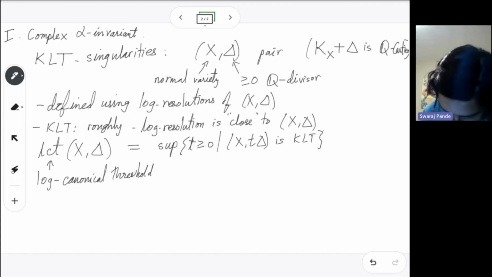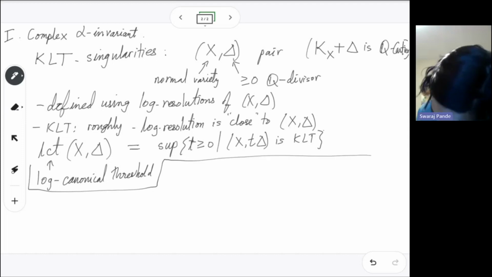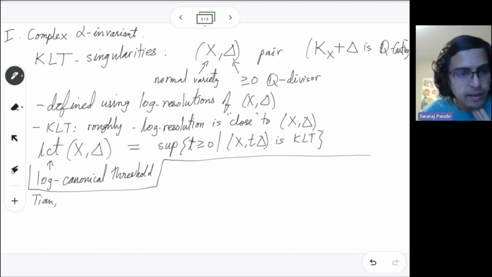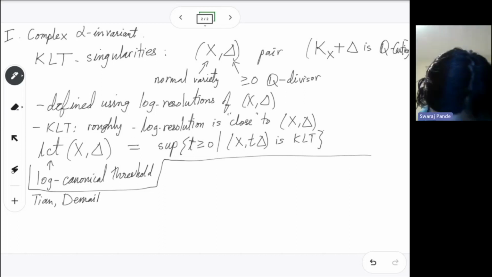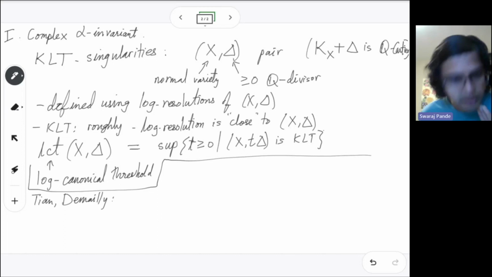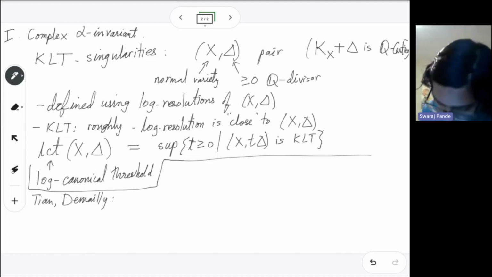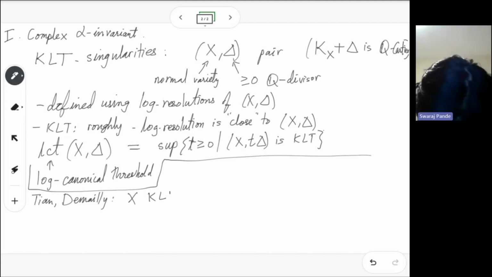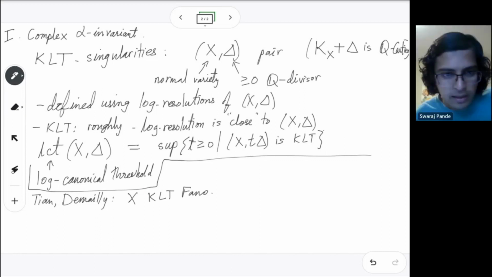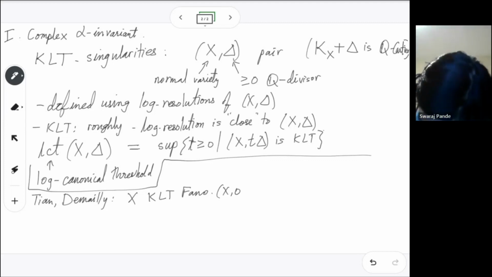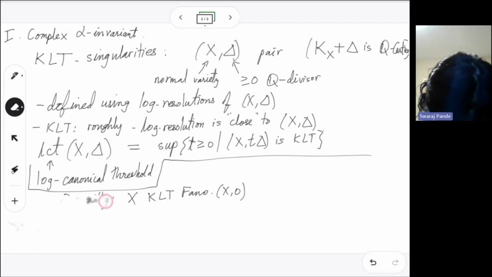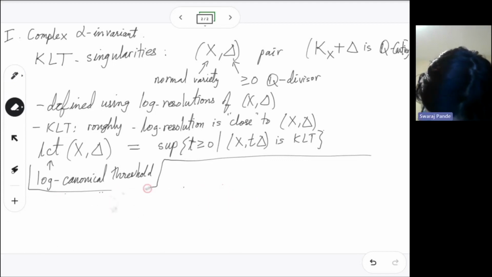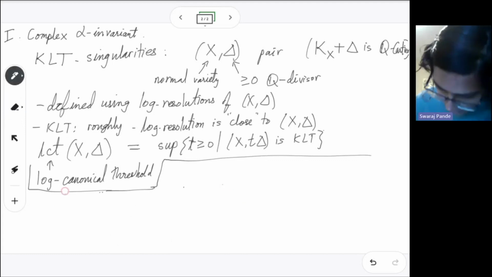Okay, so with this, I can tell you about the alpha invariant of Tian, later reinterpreted by Demailly. Demailly was, I think, the one who showed that these two definitions are equivalent. Anyway, this is what we'll use as our definition. Now this definition works whenever X is KLT and a Fano variety, where this means (X, 0) is KLT. Let me go to the third slide. It will be easier there.